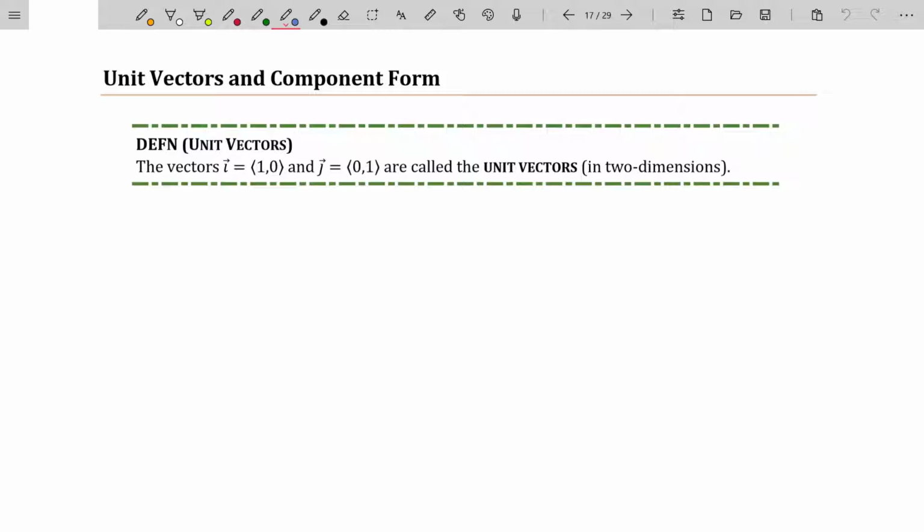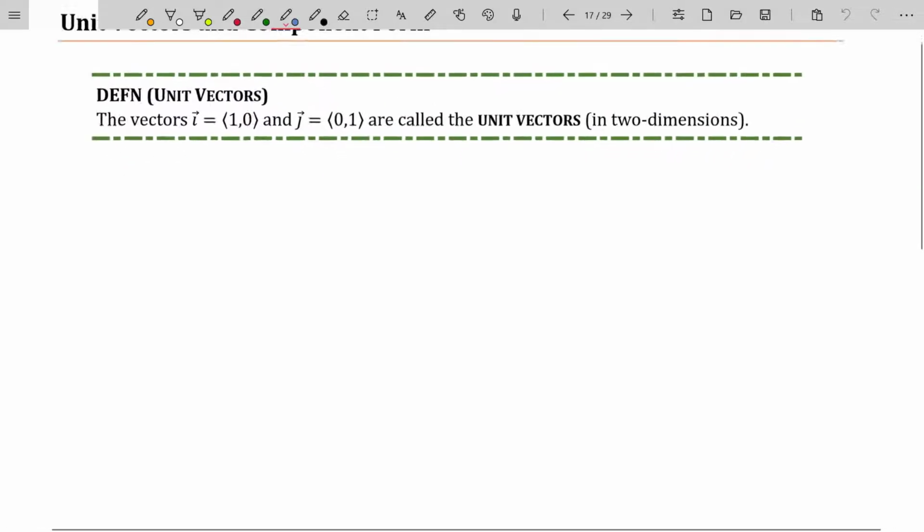You should already have watched my videos on a geometric approach to vectors and an algebraic approach to vectors, and then vector arithmetic and properties of vectors. So all that should be done. And now we're going to start with unit vectors.